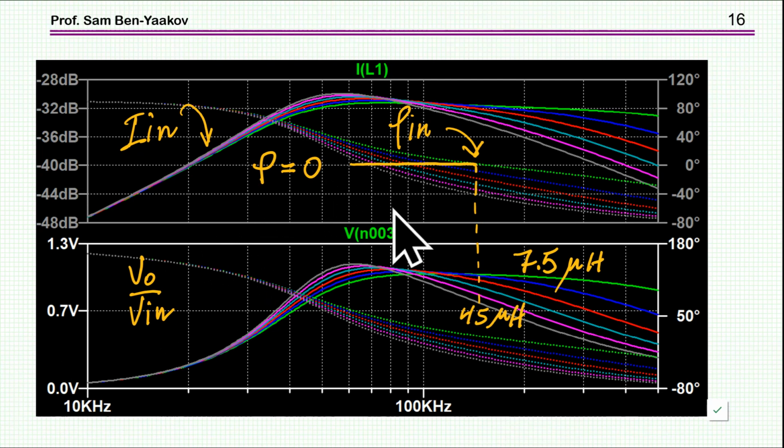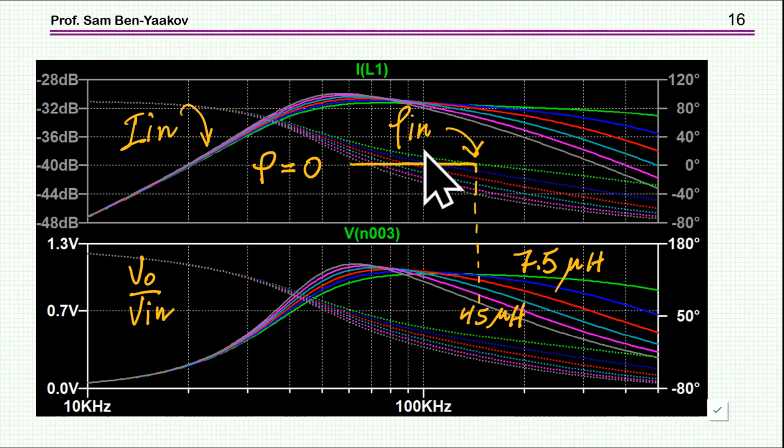I'm showing two things. First of all, the output to input ratio with the inductance of the series inductor as a parameter, changing between 7.5 microhenry and 45 microhenry. This is the gain that you'll get. Of course, we are going to work at one frequency, say one here, a fixed frequency. And by changing the inductance of the series inductor, we can change the gain, as you can see very nicely.